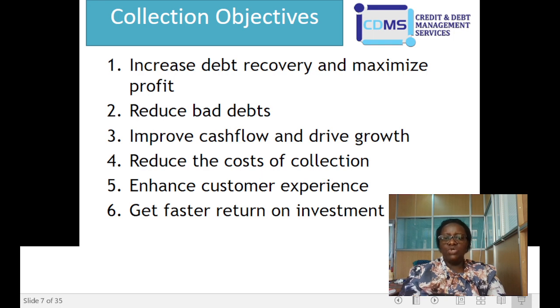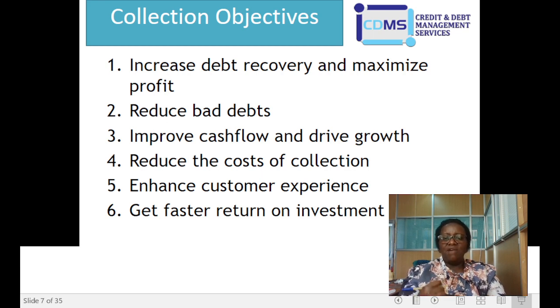The other one is to reduce the cost of collection. So when you follow up in good time or early enough, you're not going to use a lot of money or expenses to recover or to collect your money. The other one is to enhance customer experience. When we collect, actually, it is contrary to what many believe, that you should not pester your customers for payment because you ruin their relationship. I want to change that narrative and say that is a wrong notion.